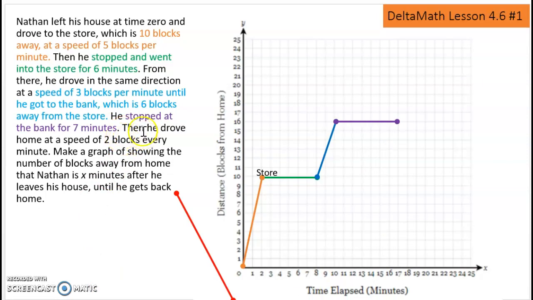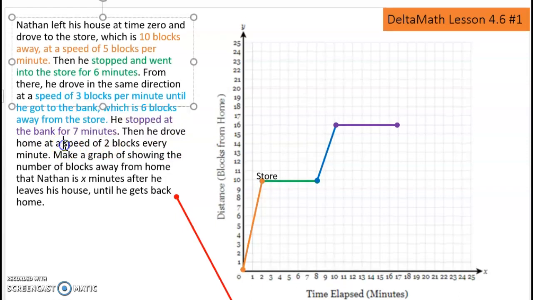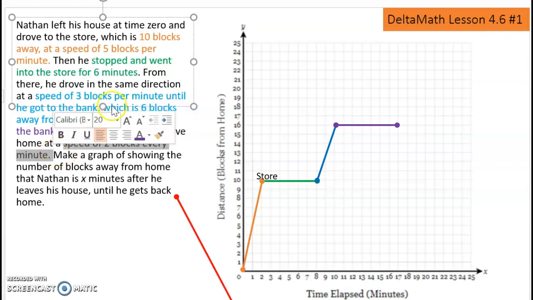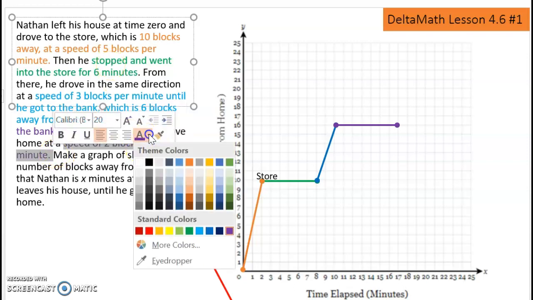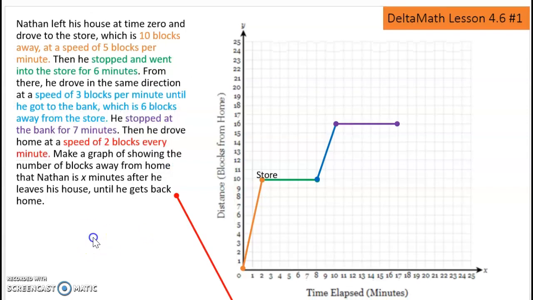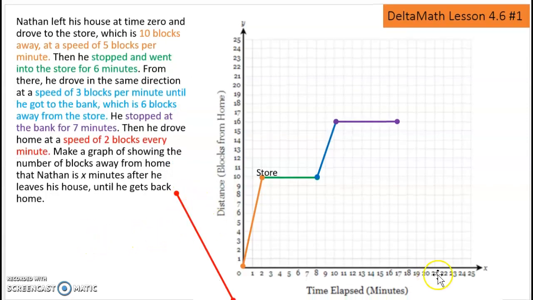Then we go on to the next phase. Then he drove home at a speed of 2 blocks every minute. So then he's going home. Okay, what's that look like? I'm going to change that to red. He's going home. Where is home? You have to think back to where is home? Oh, home is going to be at block 0.